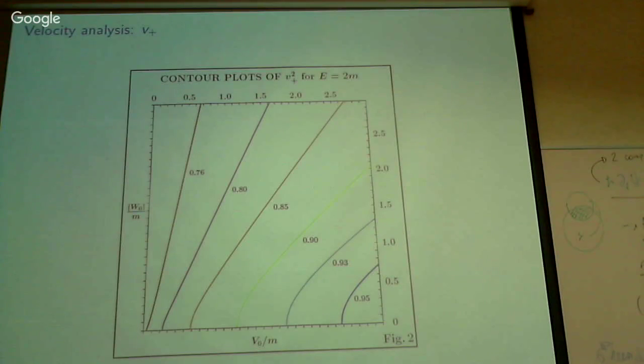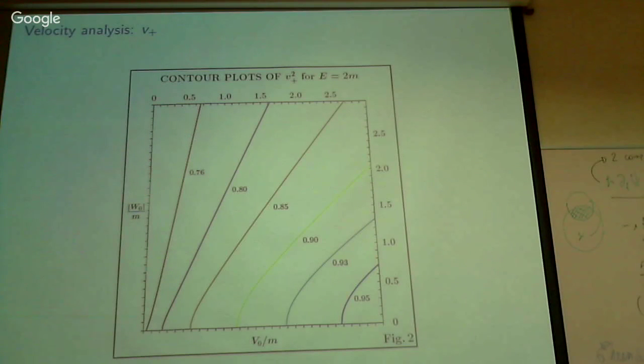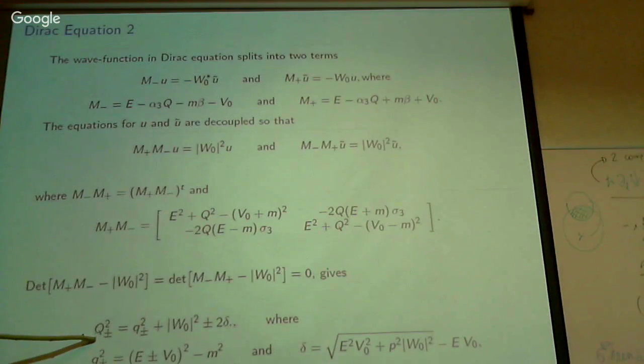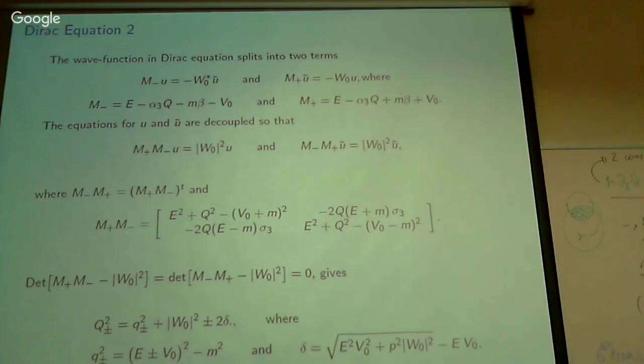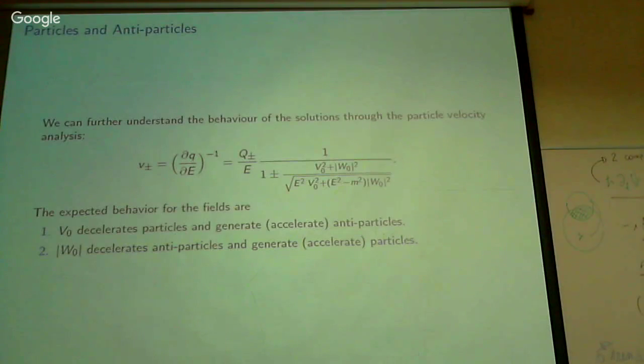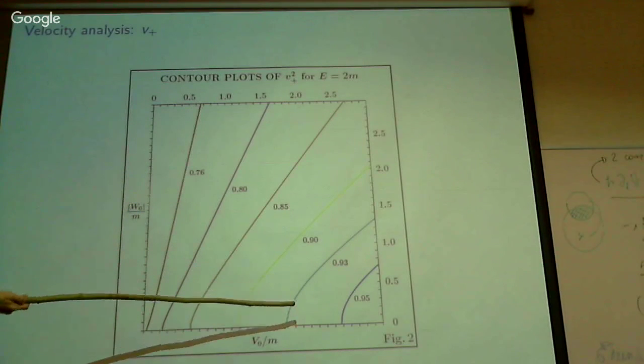So, if we consider the velocity of V plus, which involves the Q plus momentum, which is always positive, this is a thing which I have not explained. Q plus is always positive. This solution is not in the complex case. So there is no tunneling zone. And in the complex case, there is always a tunneling zone. So we see, for example, that the number 1 is the highest possible velocity, the velocity of light.